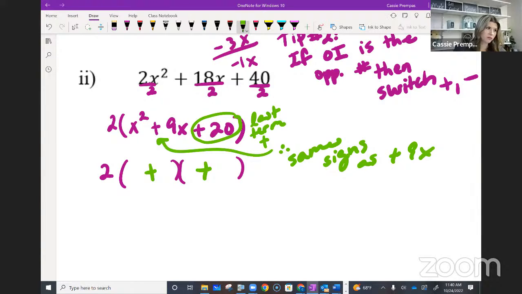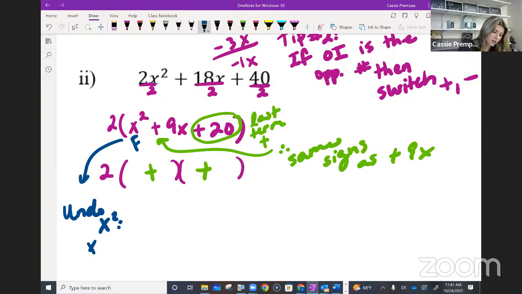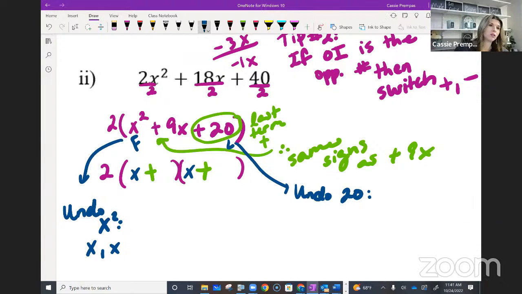Now what do we do? X and X. Awesome. Undo the F. You guys got it. If we undo the x squared, that's x and x. You're right in this case. Then we'll undo 20. Chase? F, the F in FOIL. So what times what gave us that first term? Great question. What times what gave us that first term?